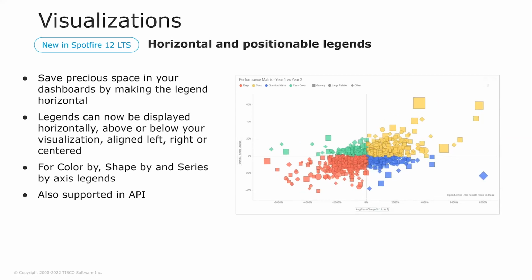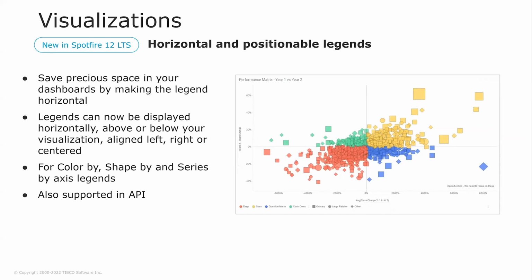So you just have to go to your visualization property or directly, as you see here on the screen, from the legend to move the legend as horizontal.